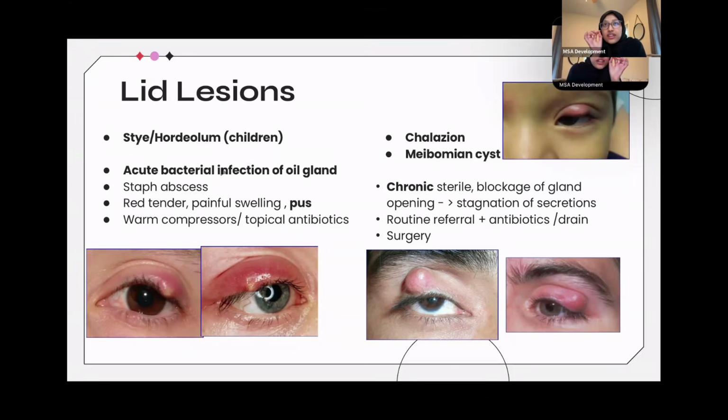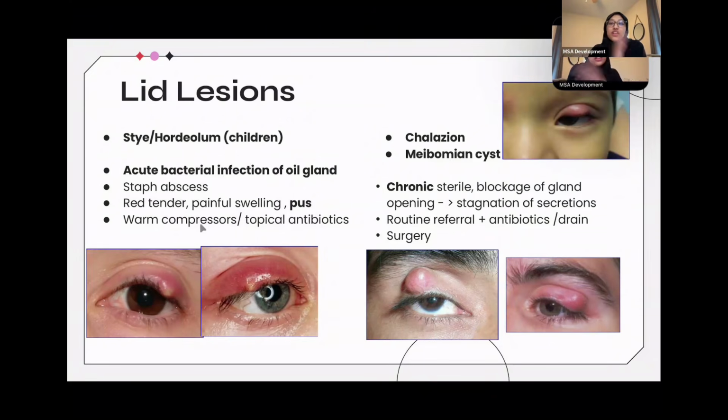So sty or chalazion, especially in children, I'm pretty sure you might have seen them before in someone. Basically they're a bacterial infection of the oil gland in the eye. So bacteria again has to do with pus and painful red swelling. What is the bacteria for a sty? It's always staph. Staph aureus is the main thing.